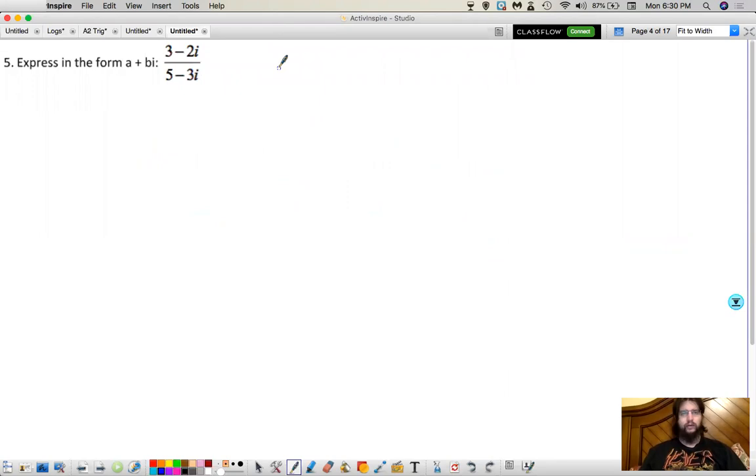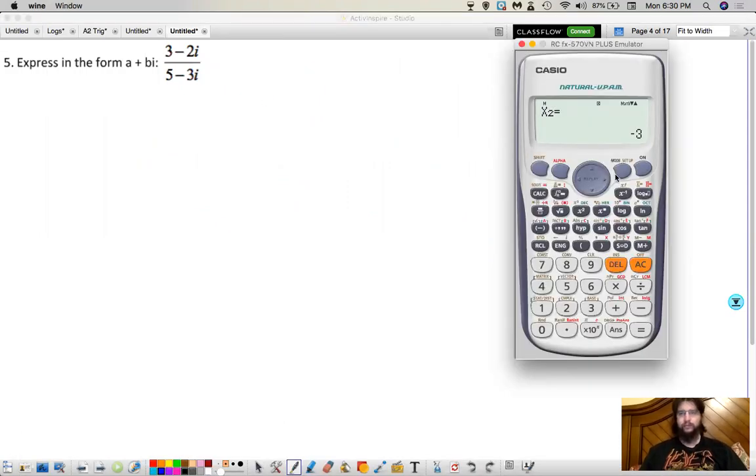Oh, no, what are we going to do? It's got i's in it. Oh, yeah, we go to mode 2. And then we type it in. 3 minus 2. There you go. Look, where's the i? Where's the i? Oh, there it is.